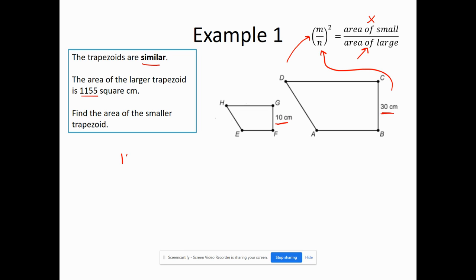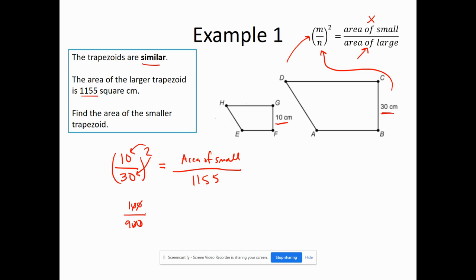So the small side divided by the big side, and we square that. That will equal the area of the small divided by the area of the large, which is 1155. Now we have a proportion that we can solve. The first thing I usually do is try to simplify the left side. So you could do 10 squared is 100, 30 squared is 900. So just square each one of these individually. It's like distributing sort of. So that's equal to, we cross out the zeros, exactly 1/9.